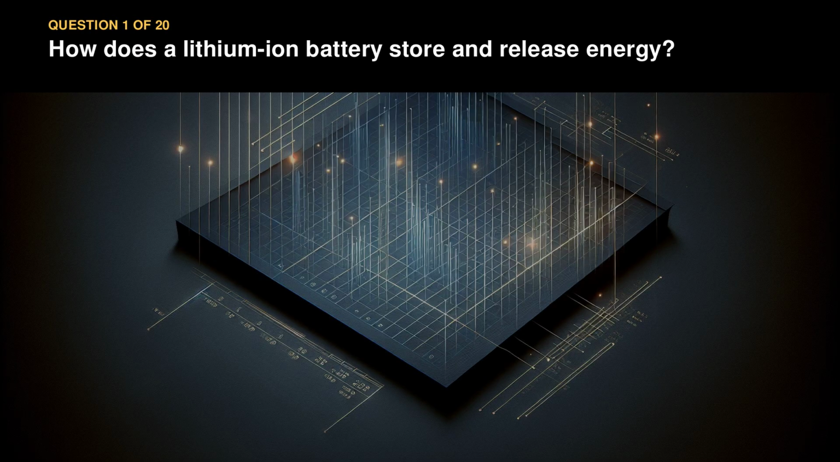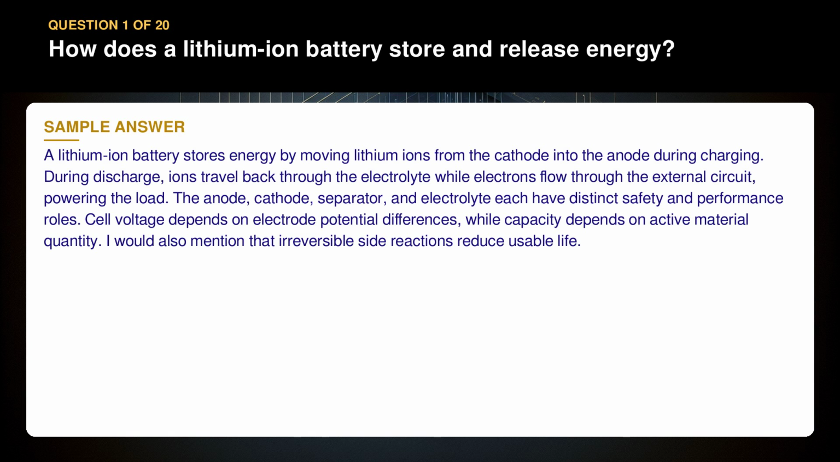Question 1. How does a lithium-ion battery store and release energy? A lithium-ion battery stores energy by moving lithium ions from the cathode into the anode during charging. During discharge, ions travel back through the electrolyte while electrons flow through the external circuit, powering the load.